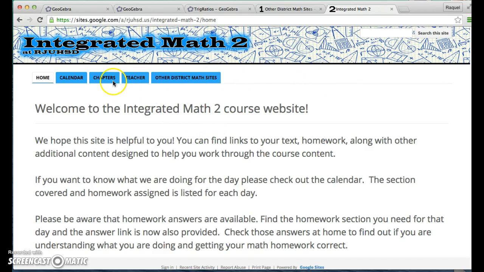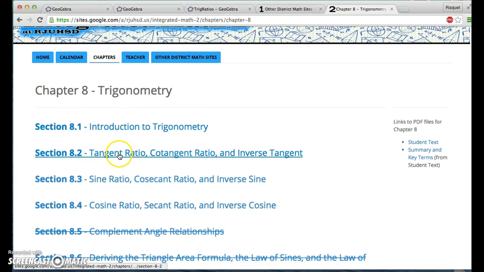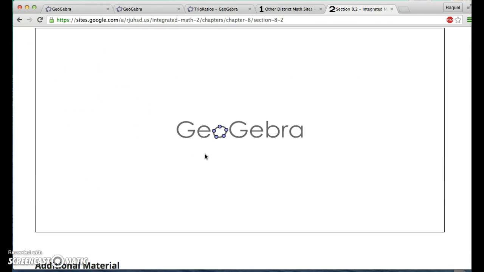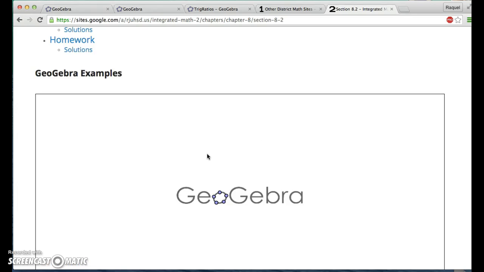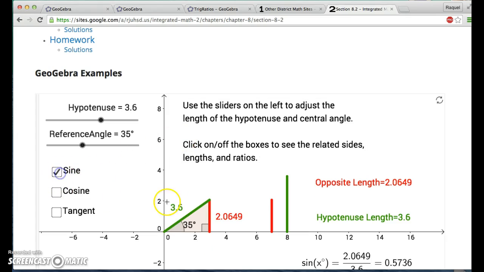So in the bit.ly, we're going to go to chapter 8, and then we're going to go to 8.2. Mr. Fletcher has created this really cool GeoGebra with my deeper understanding of trig functions. So, what we have here, we have a triangle right here.